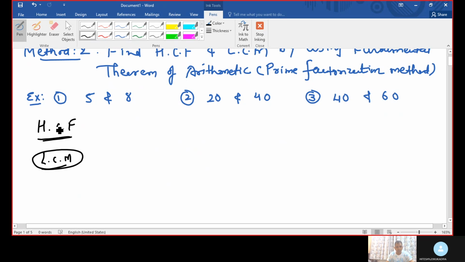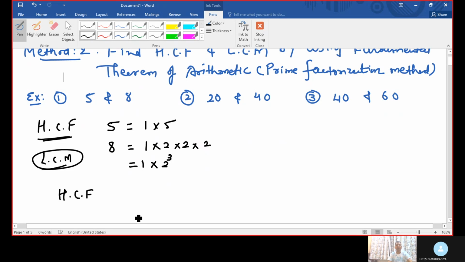First example: 5 and 8. Here 5, its factor is 1 into 5. And 8, its factor is 1 into 2 into 2 into 2. You can also write 1 into 2 raised to 3. Clear? Now we find the HCF.